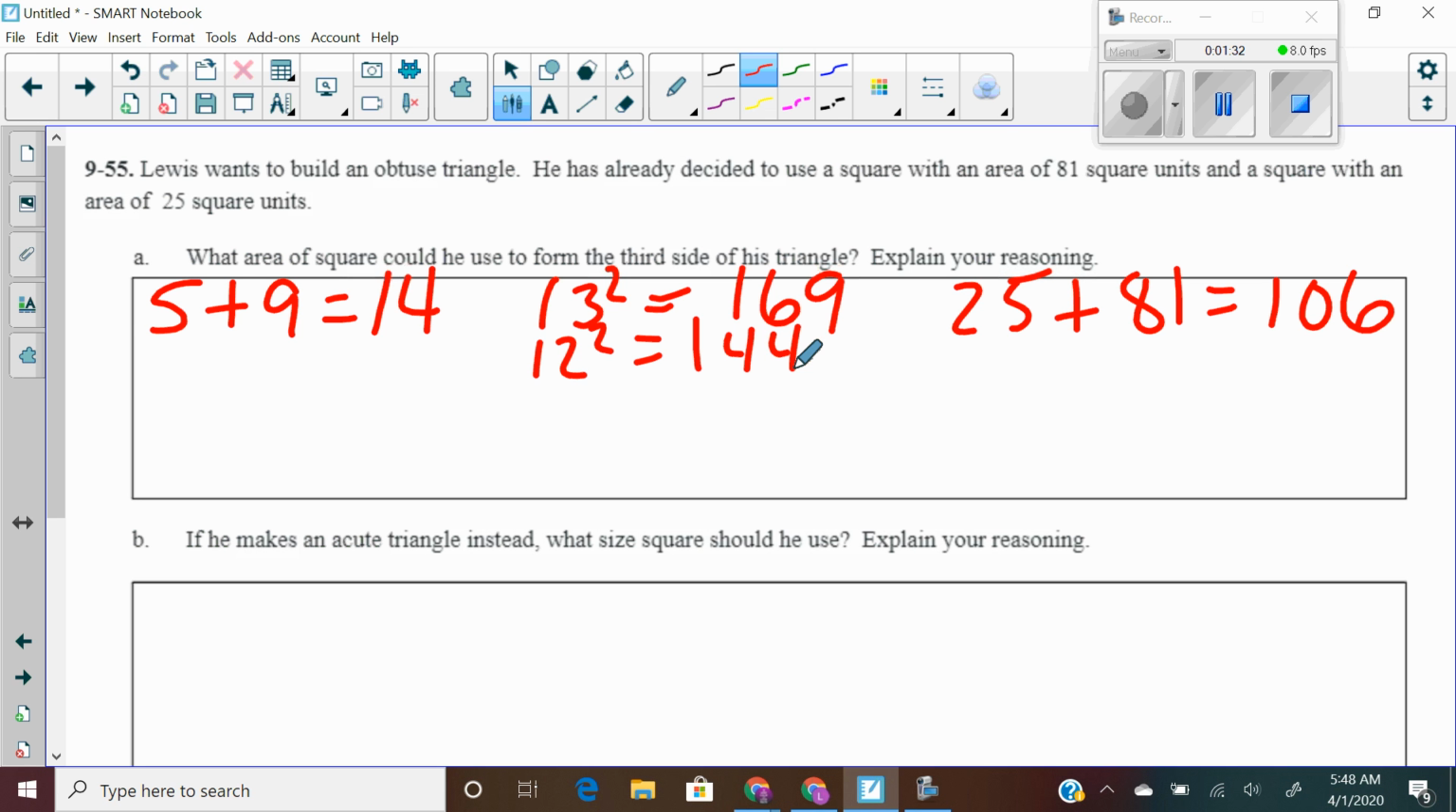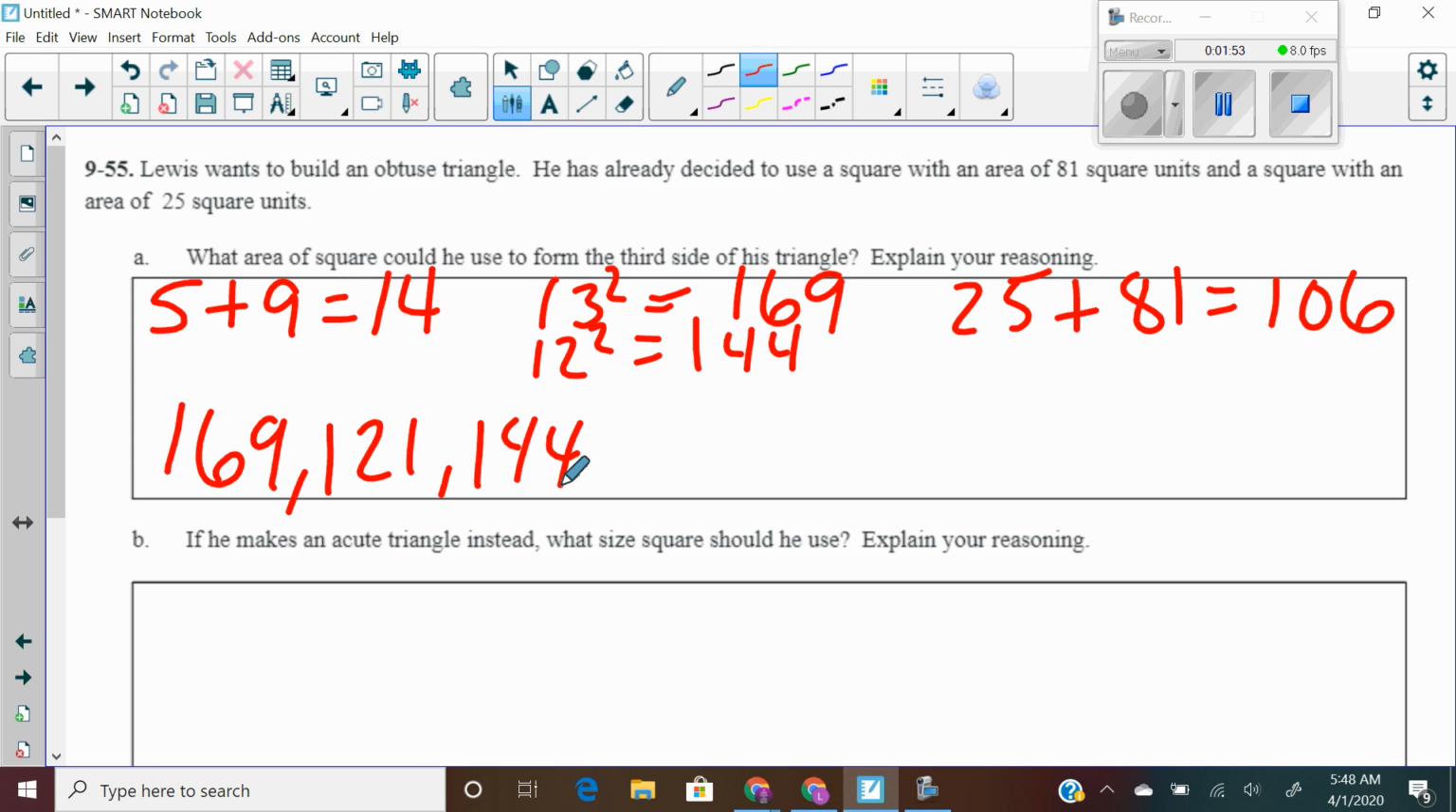So 11 squared is 121. So it could be 121, it could be 13 squared, 169, it could be 144. Okay, and anything kind of in between there. So that's if I used 5 and 9 as my shorter sides.